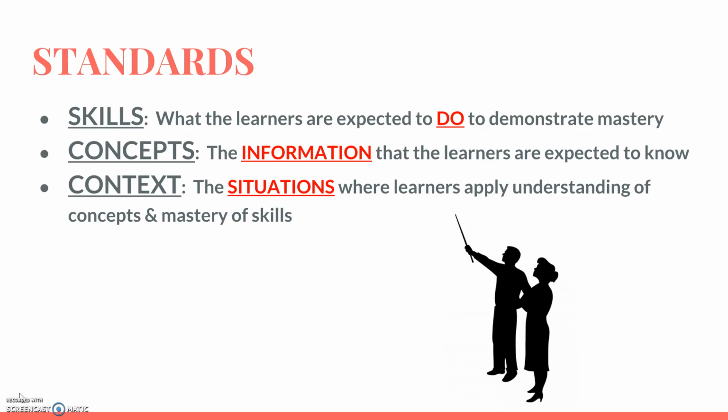The skills are what the students or learners are expected to do to demonstrate mastery. The concepts are the information that the learners are expected to know. The context consists of the situations where the students apply understanding of concepts and mastery of skills. Why don't we look more closely at these three components?